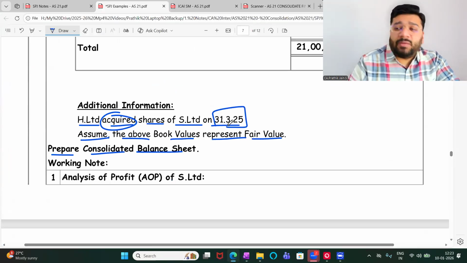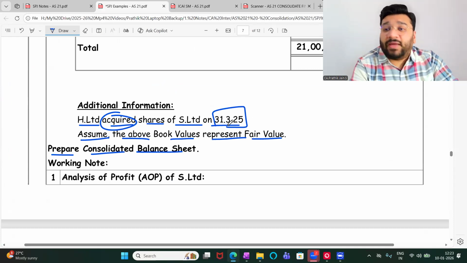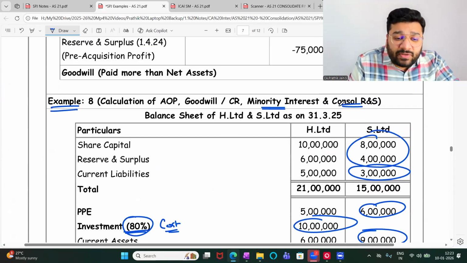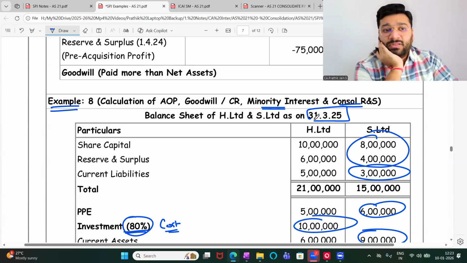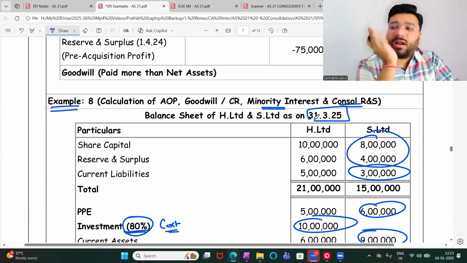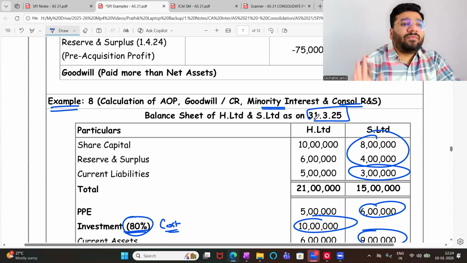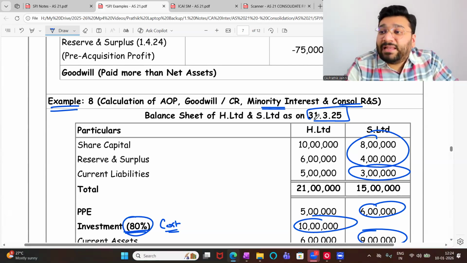When is the acquisition done, people? 31st March 25. This is the balance sheet as of 31st March 25. So today only we have acquired the company. So this is the balance sheet of today. Today itself we are doing consolidation. Any problem? Any objection? There's a concept that I want to discuss, hence I drafted this example. Today itself acquired, today itself balance sheet is being prepared.